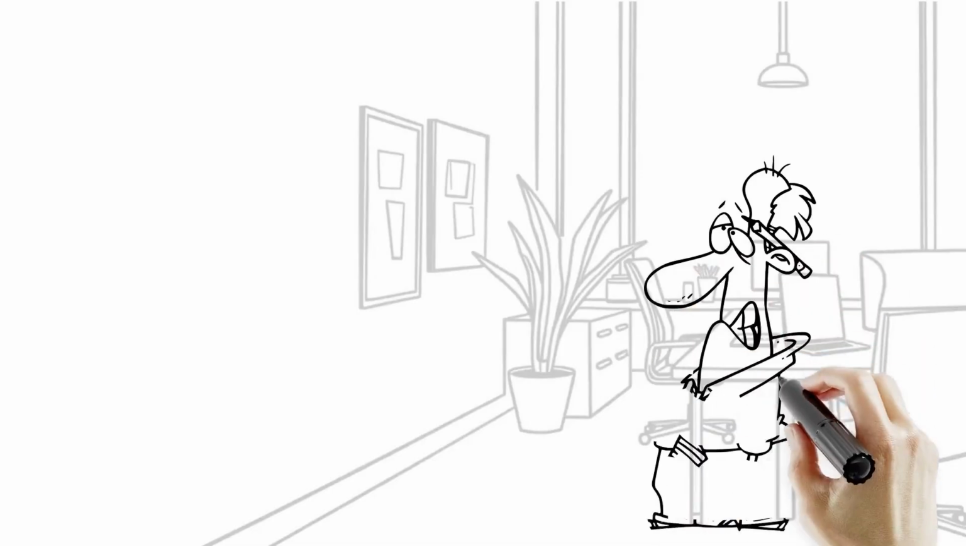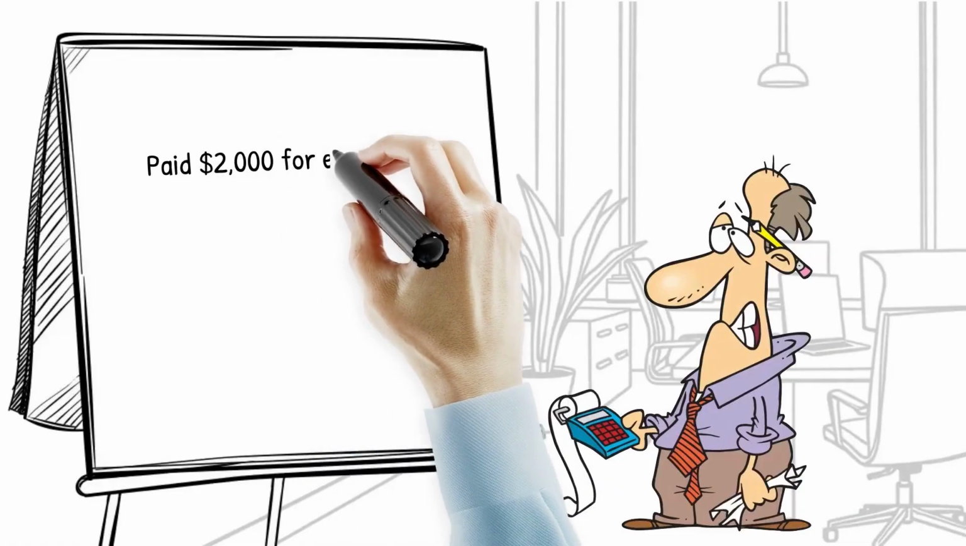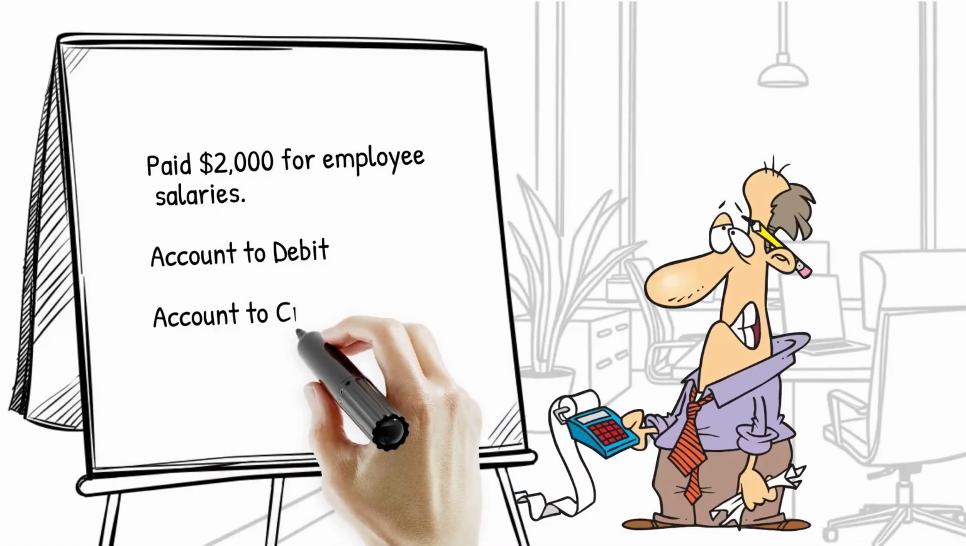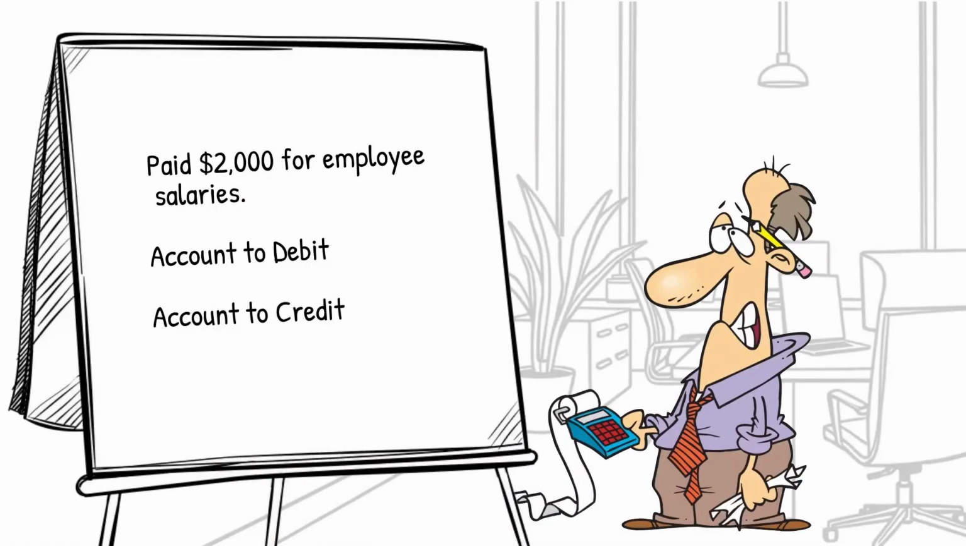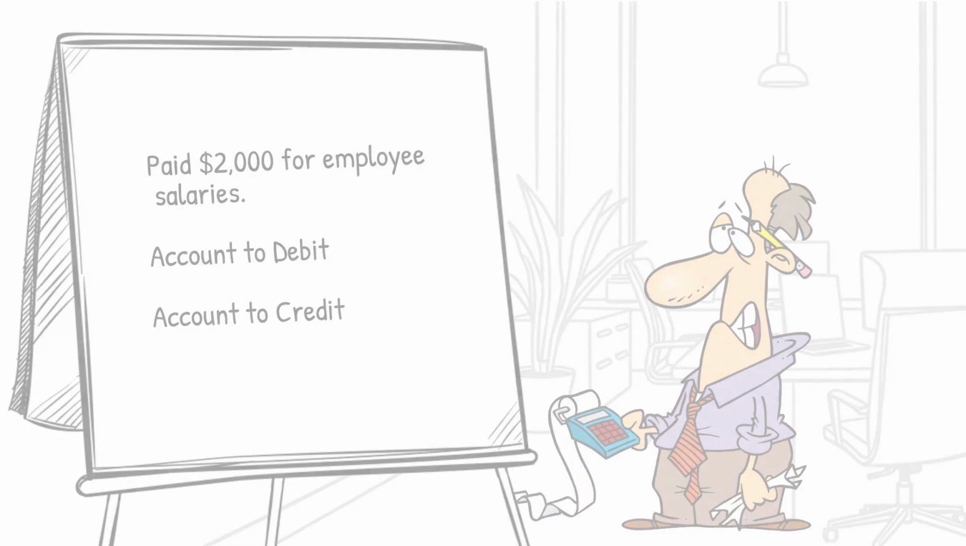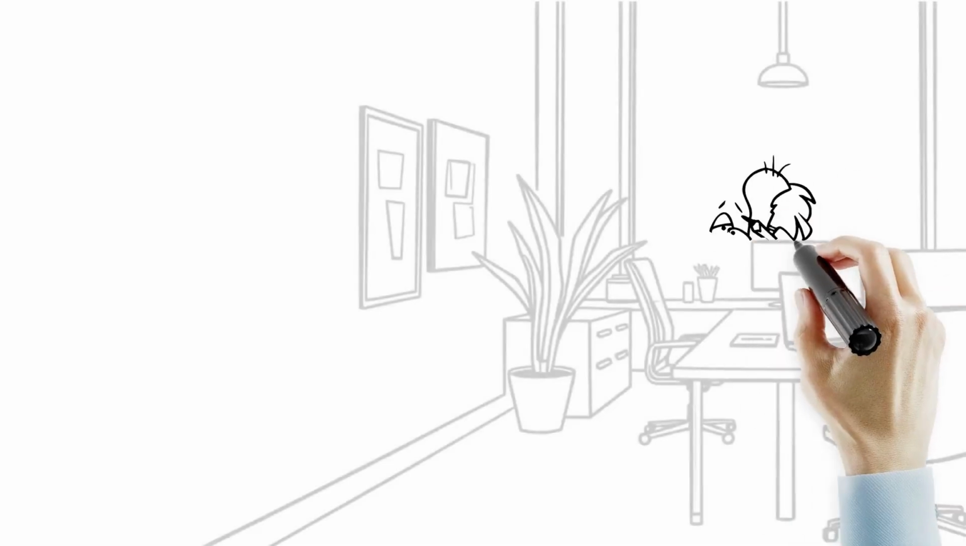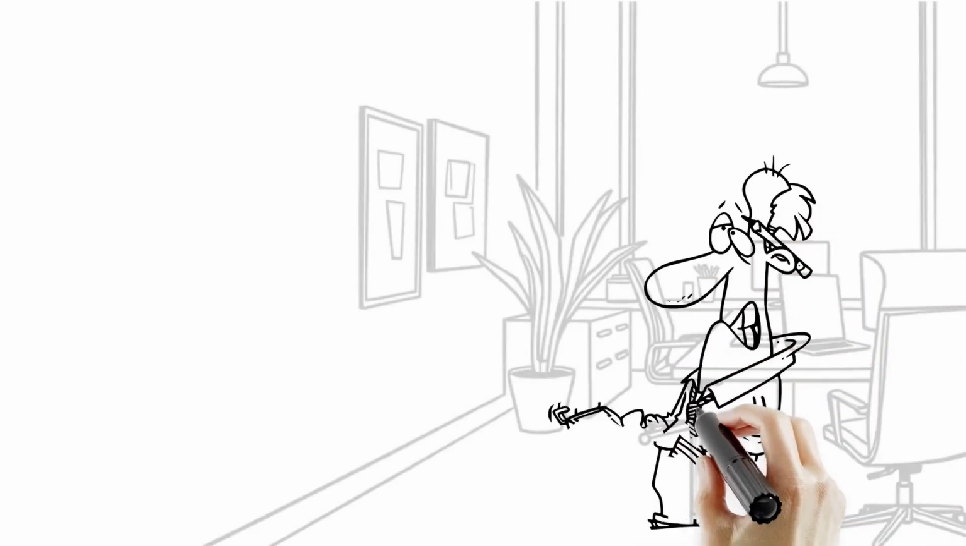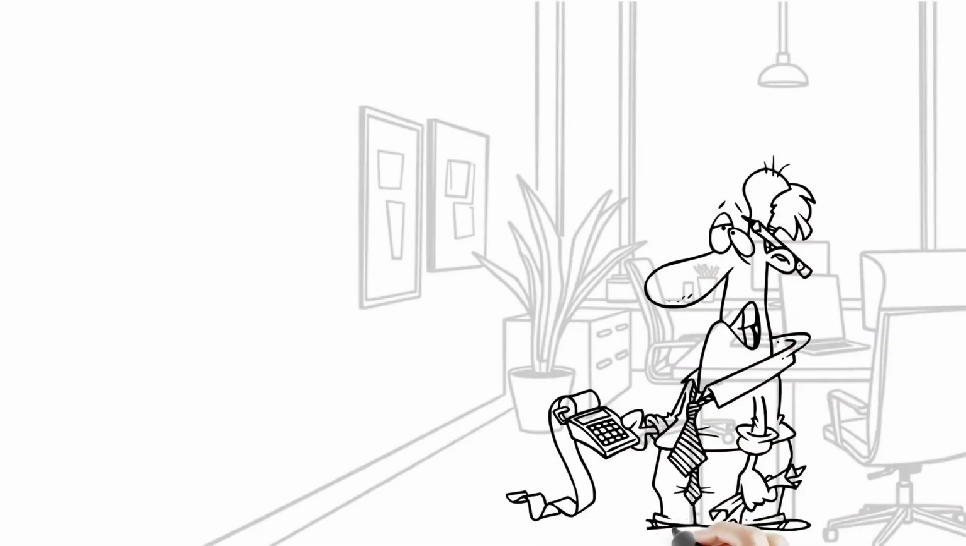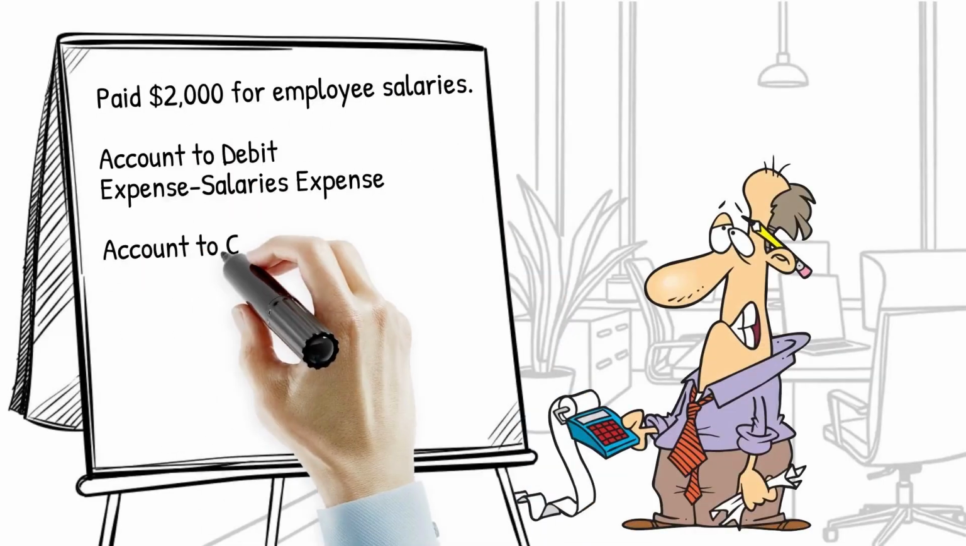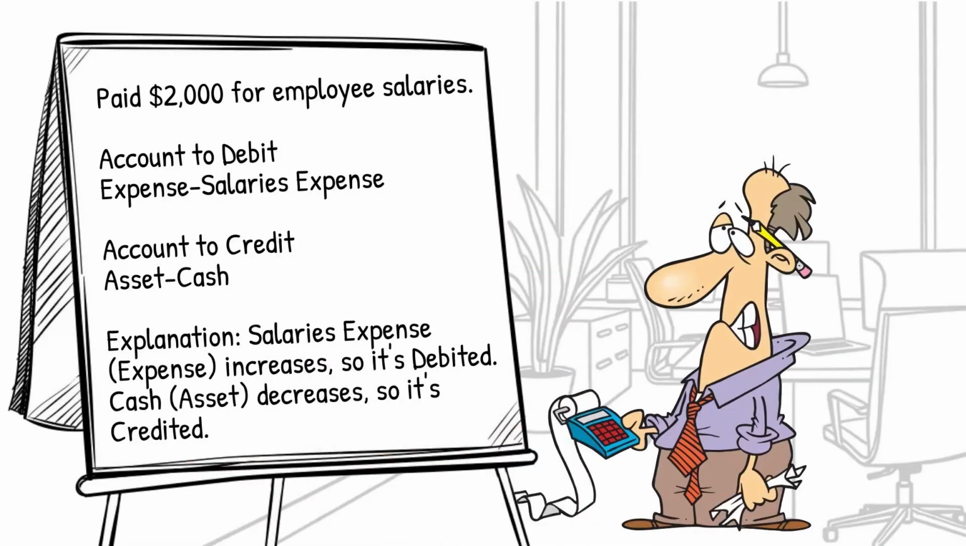Paid $2,000 for employee salaries. Account to debit, account to credit. Paid $2,000 for employee salaries. Account to debit: expense, salaries expense. Account to credit: asset, cash. Explanation: salaries expense increases, so it's debited. Cash asset decreases, so it's credited.